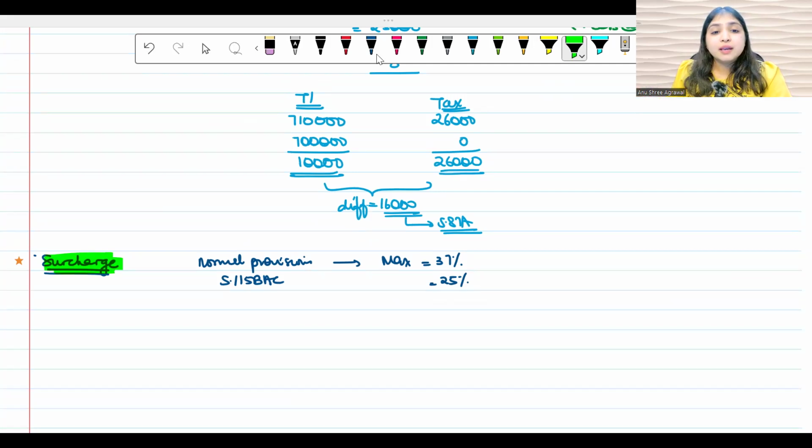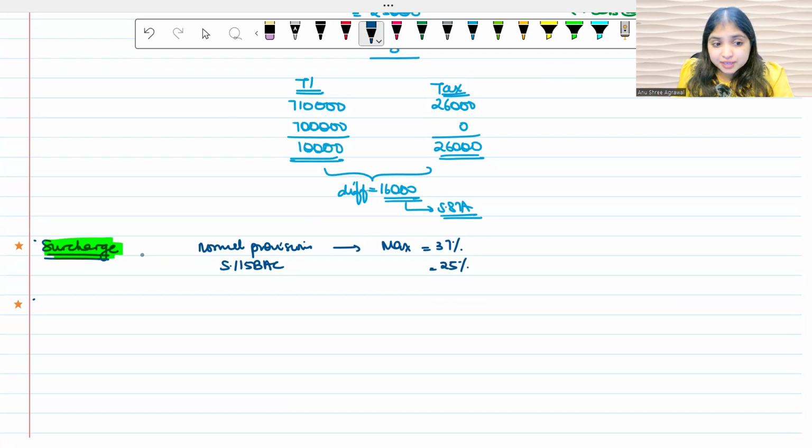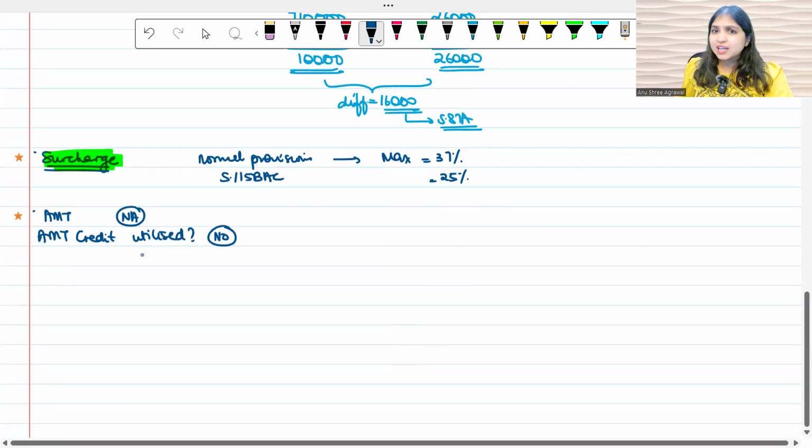All right. Then you are very well aware of AMT as well. We just discussed it. What about AMT? If your assessee is following 115 BAC, will AMT apply? No, AMT will not apply. If assessee has AMT credit, can AMT credit be utilized against 115 BAC tax? No, it cannot be utilized. Even that we have learned just in the last session only.